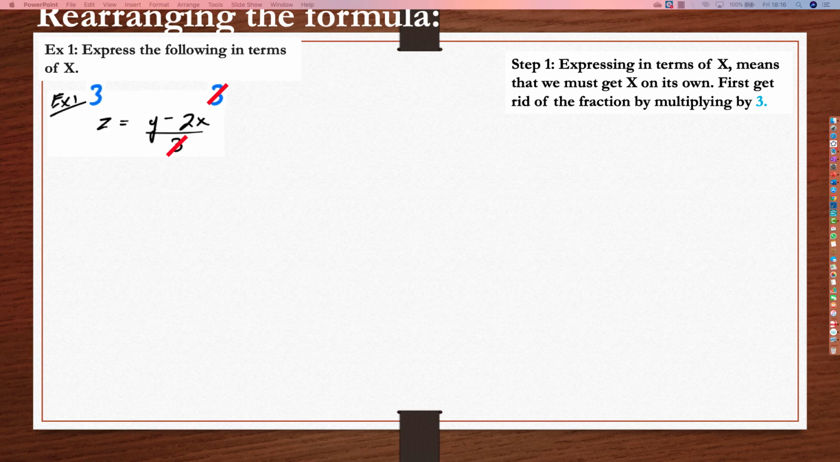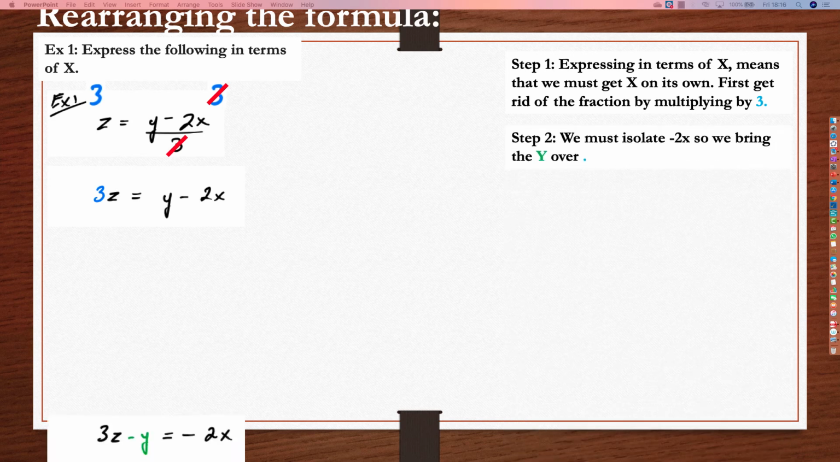What's on my left hand side now? 3z is equal to y minus 2x. Is y an x on its own at the moment? No, y is there at the moment. So we want y over on the other side. Y over becomes 3z minus y, exactly, brilliant.